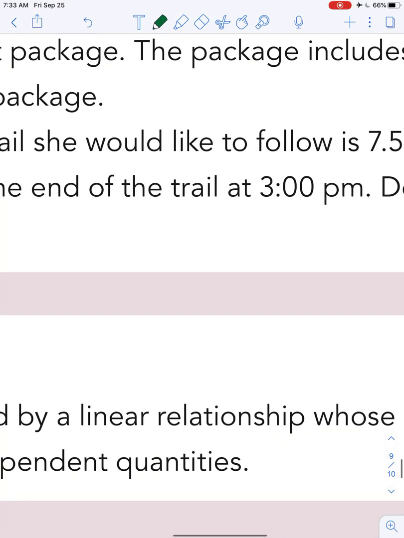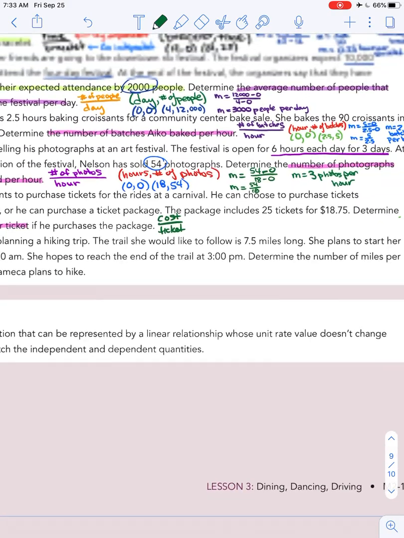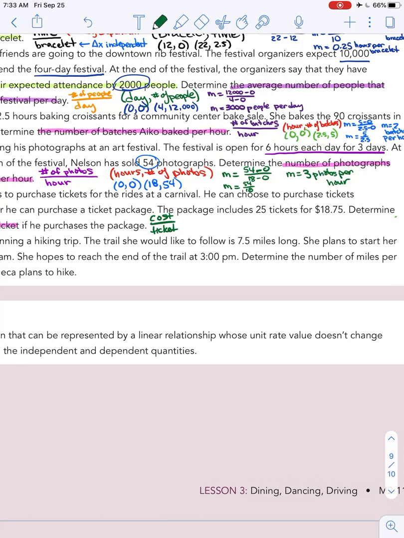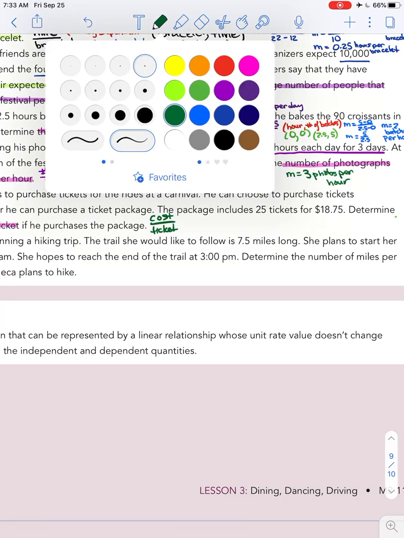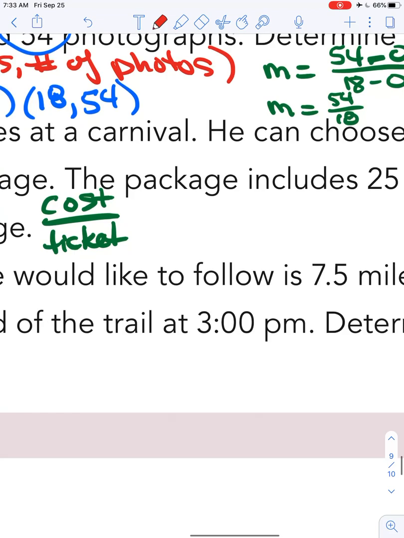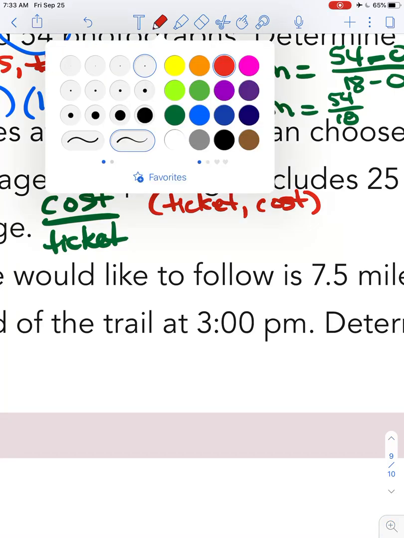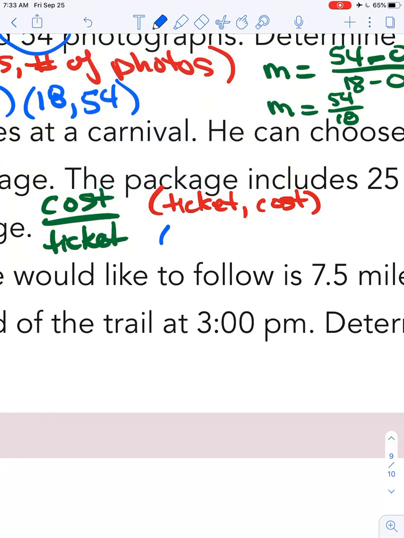So here we go. First of all, we're going to have cost per ticket. Okay, so guys, before I do that, I'm going to put it in here. So when we have it in our parentheses, the ticket comes first because it's the independent. The dependent is the cost. Okay, so now when I do this, you haven't bought any tickets, so it doesn't cost any money yet.